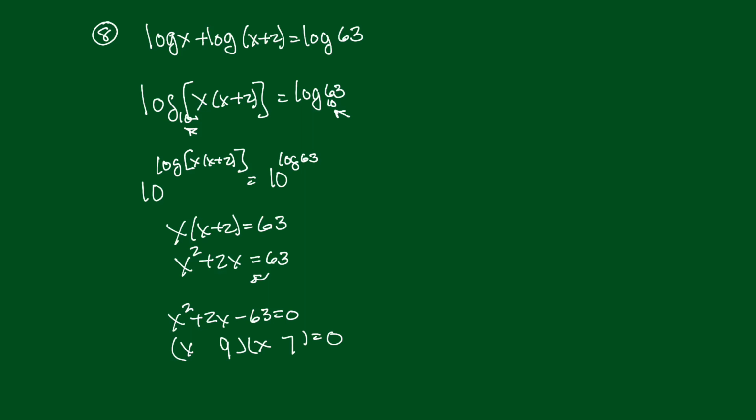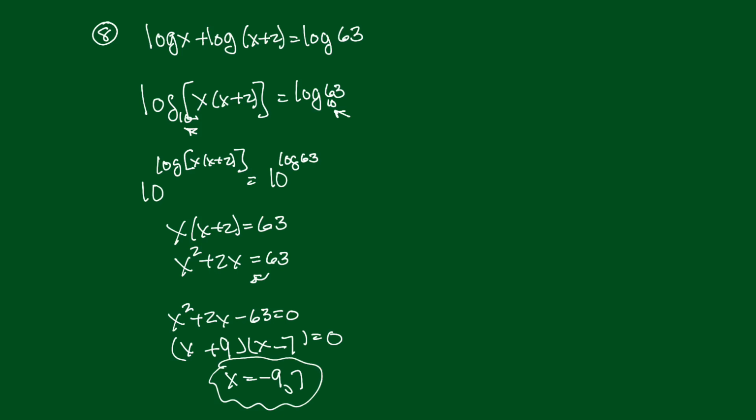Now, the 63 is negative. So I'm going to put that middle plus sign with the bigger of these two products. The way I wrote it, the outer product is 7x. The inner product is bigger, so I'm going to put the plus sign here. So I'll have plus 9 minus 7. So now I'm going to get x equals negative 9 and 7. Now these are potential solutions.